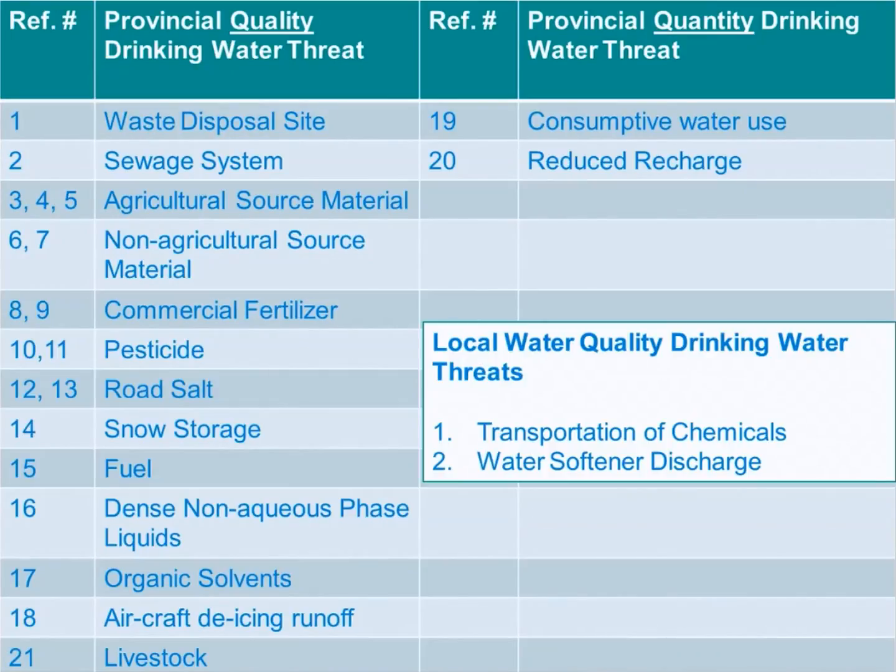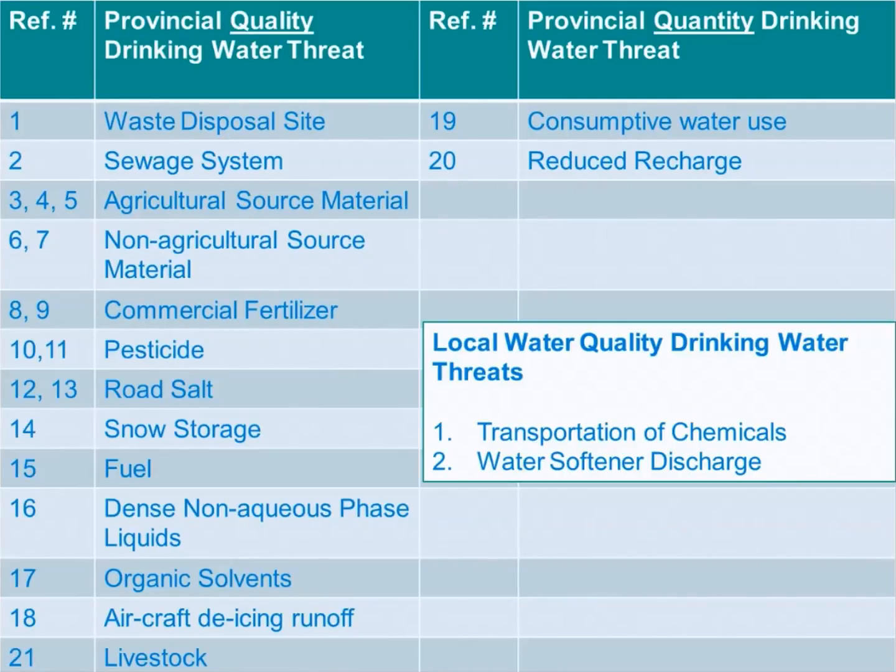Water quantity threats identified by the province include an activity that takes water from an aquifer or a surface water body without returning the water taken to the same aquifer or surface water body, and an activity that reduces the recharge of an aquifer. In the Cataraqui Source Protection Area, technical study did not conclude any areas where the Clean Water Act permits the identification of water quantity threats.